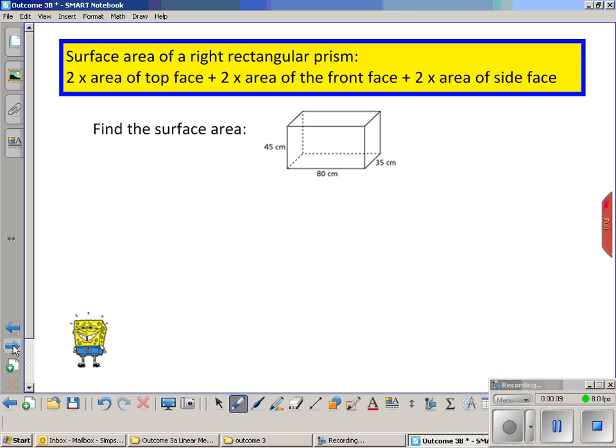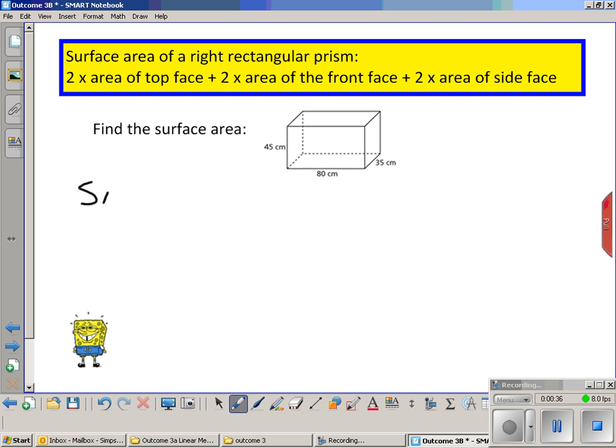The surface area of a right rectangular prism is twice the area of the top face, so that gets rid of this area and this area. Twice the area of the front face, so that's the front and the back of this box, so that's this piece and this piece behind, as well as twice the area of the two sides. So let's look at how this works for this one.